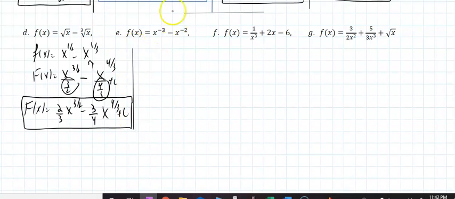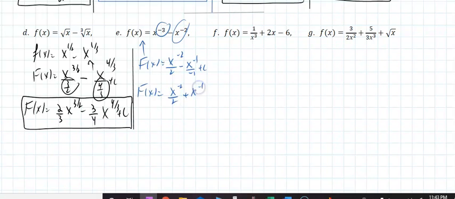And if I go for E, add 1 to the power, divide by that, add 1 to the power, divide by that. So the antiderivative will be x to the negative 2 over 2 plus x to the negative 1. The rule of thumb is if you start the problem with negative powers, you could leave your answer with negative powers. If you start the problem with positive powers, you should leave your answer with positive powers. But that's something we're not going to disagree on, me and you. However you do it, I'll accept it.